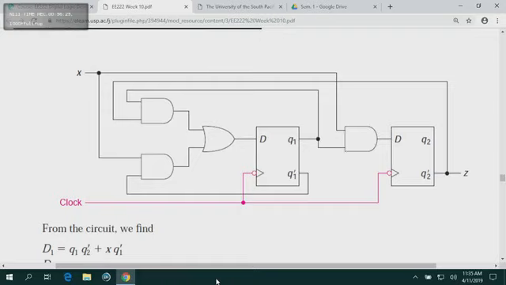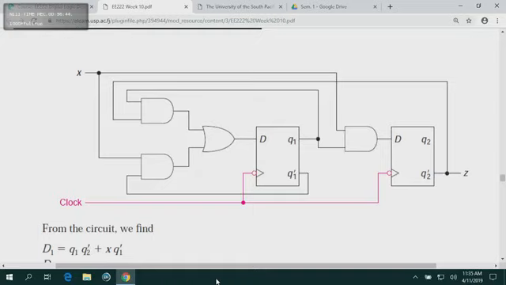Why do we say Q1? Because it's flip-flop number 1. Z and Q1. Just note that down somewhere. Now, what is the second AND gate? The lower AND gate. That's X and Q1 bar. X and Q1 bar. Yeah? Everyone happy with that?